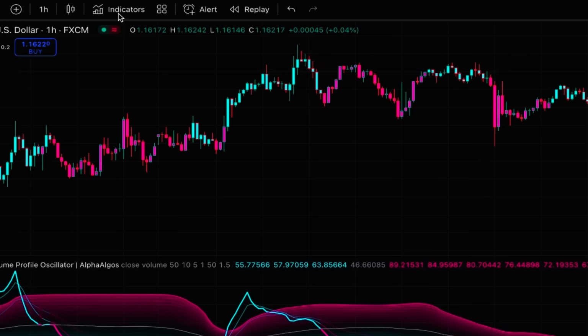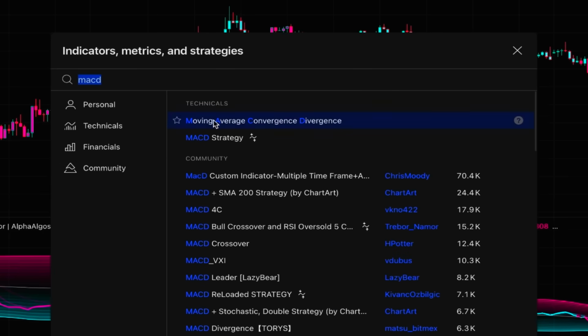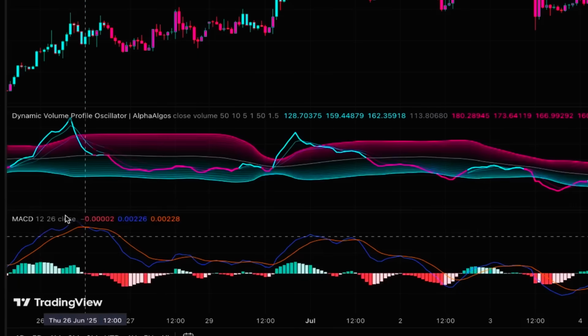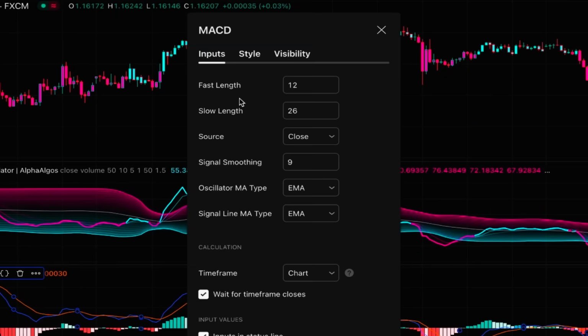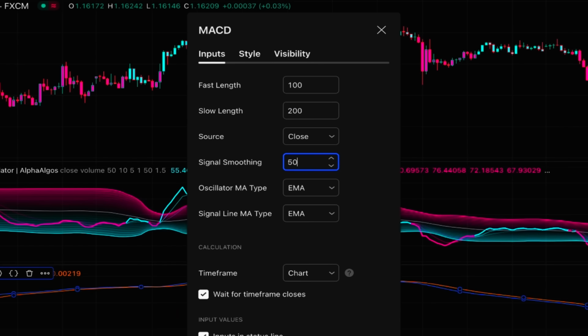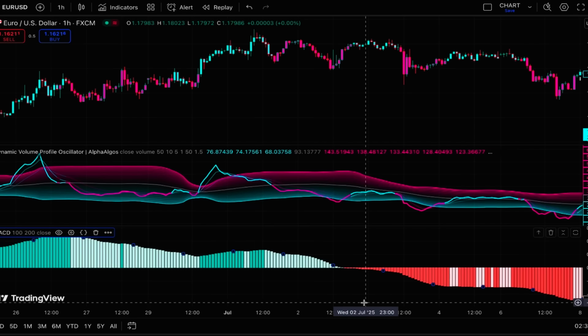So here we click on indicators and we search MACD. This one, moving average convergence divergence, and we need to change its settings, so we go to the settings of MACD, and here for the fast length we set it at 100. For the slow length, we set it at 200, and for signal smoothing, we set it at 50. And then here in the style tab, we remove the MACD line and signal line because we only need the histogram.